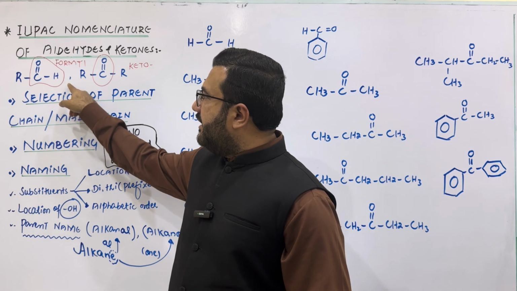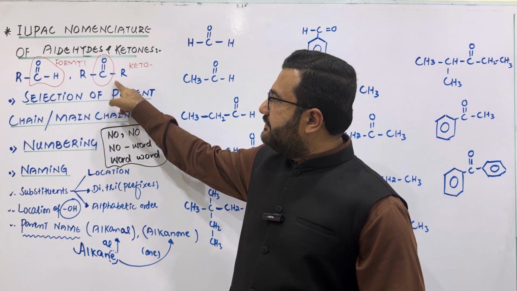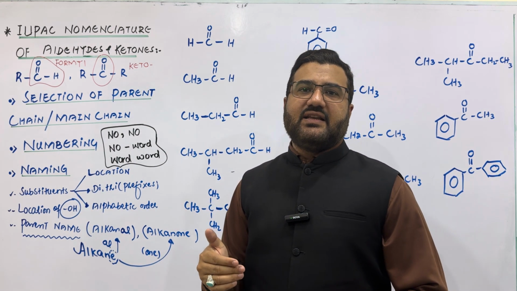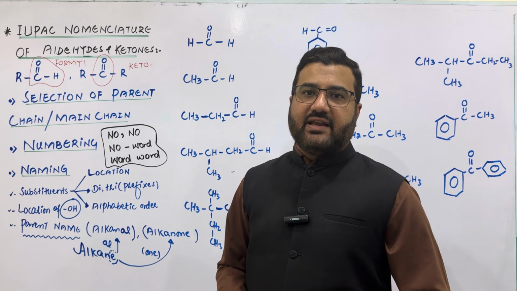Aldehydes are a class of organic compounds having the formyl functional group, and ketones are the class of organic compounds having the keto group as the functional group. And both of these in the IUPAC system are considered as derivatives of alkanes.